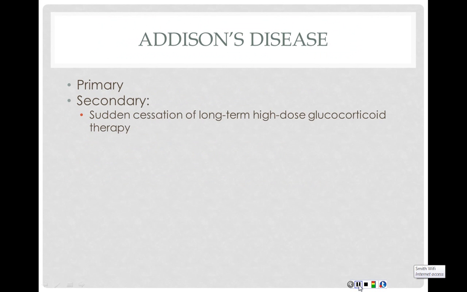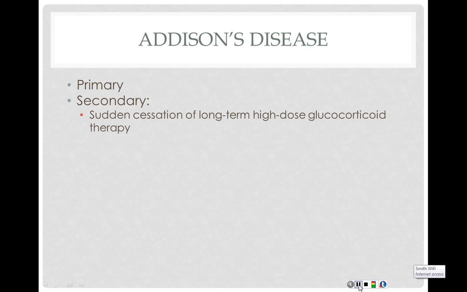So the person can have a primary cause of Addison's disease, or they can have a secondary cause. And the secondary cause is when the person has a sudden cessation of long-term high-dose glucocorticoid therapy. Basically, this is when the person abruptly stops taking steroids. If any of you have ever been on a Medrol dose pack or any type of steroids, you'll notice that they taper you off of steroids. It's not an abrupt stop. They taper you off. The first day you may take 4, then 3, then 2, then 1. But it's not an abrupt stoppage of those medications.